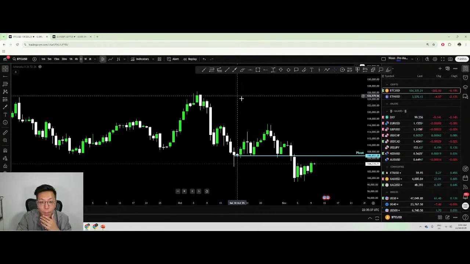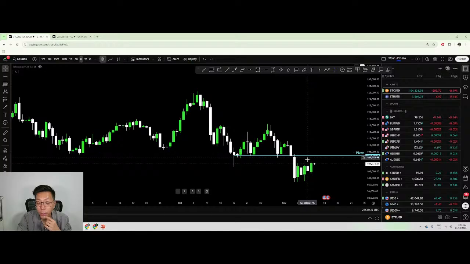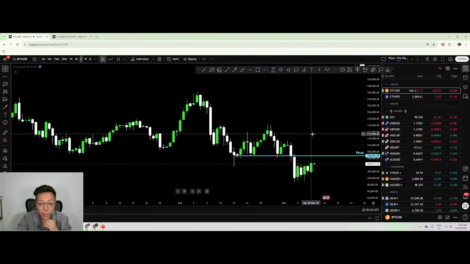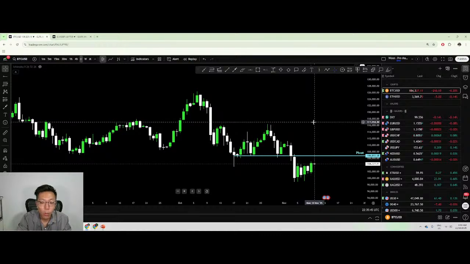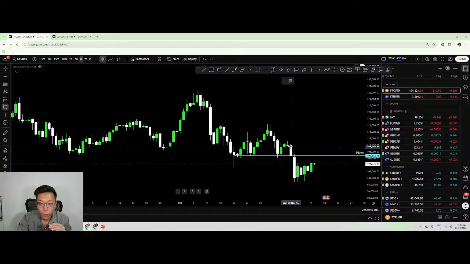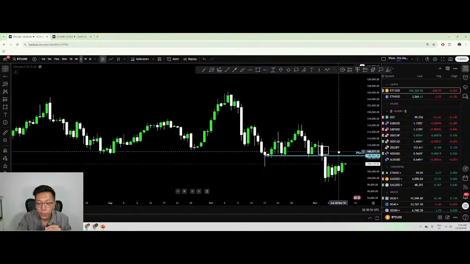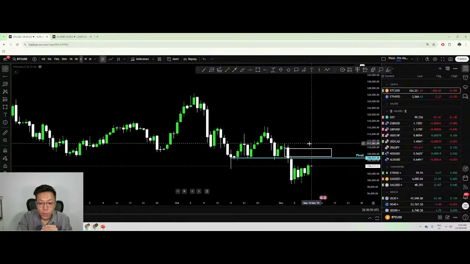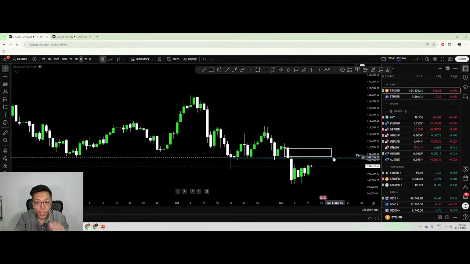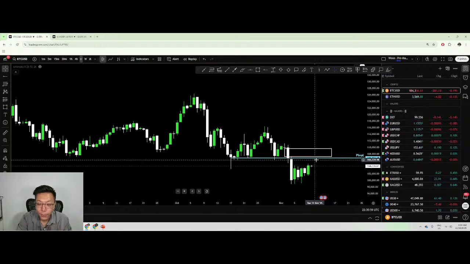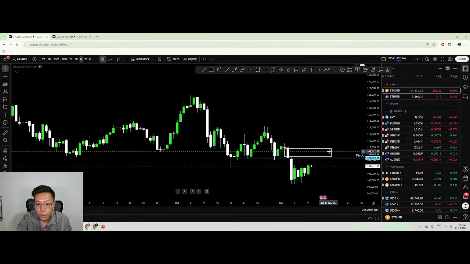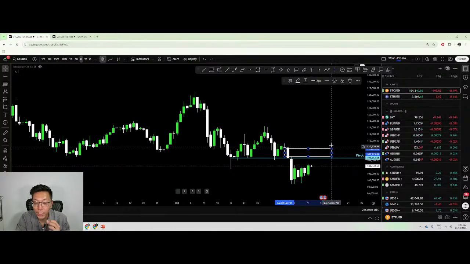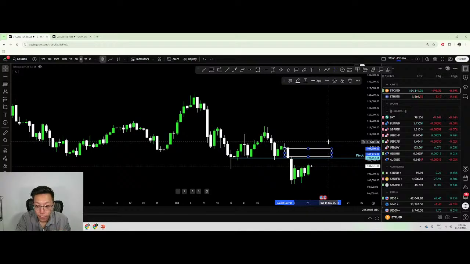Okay, so for Bitcoin, if you look at the pivot point, this is a pullback resistance. And why I would like this is because apart from that, we also have a daily fair value gap over here. Okay, so price could either react to our pivot point or this daily fair value gap.